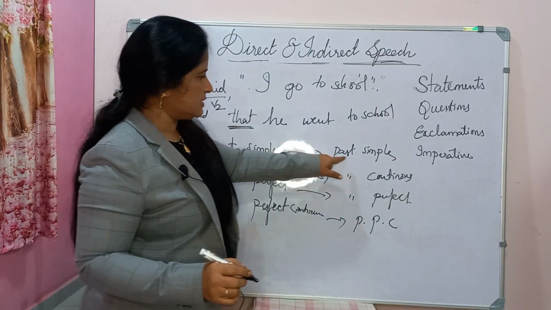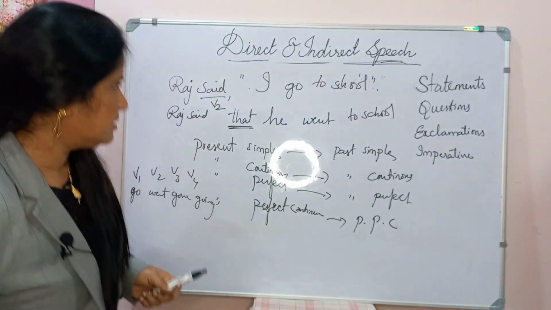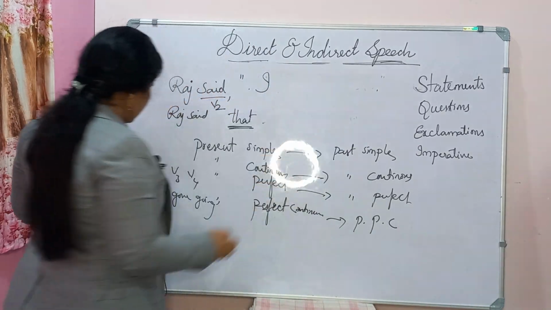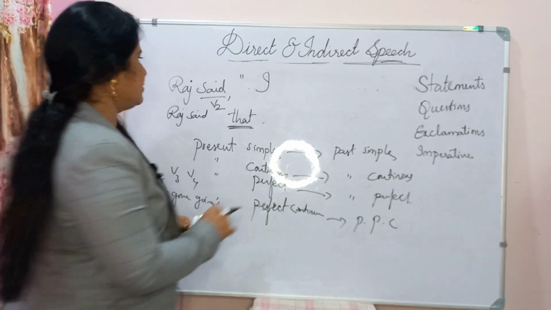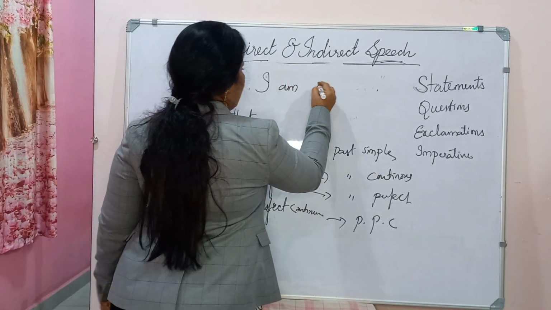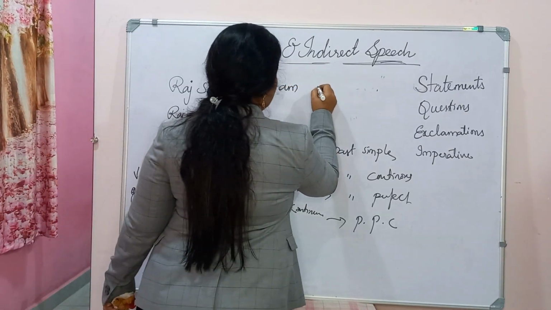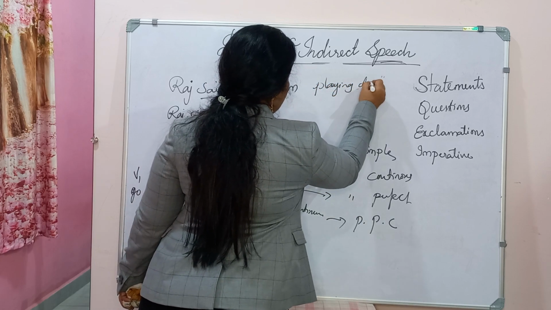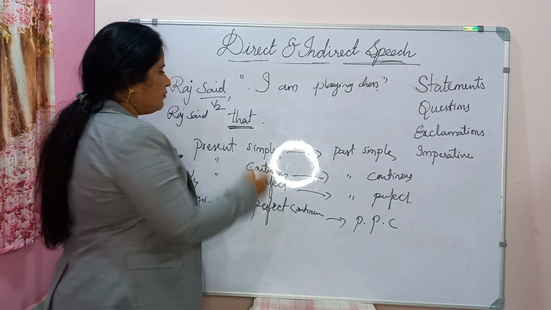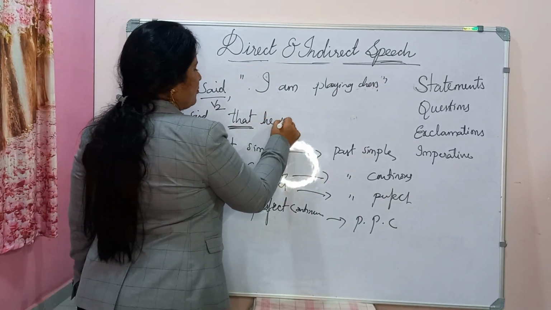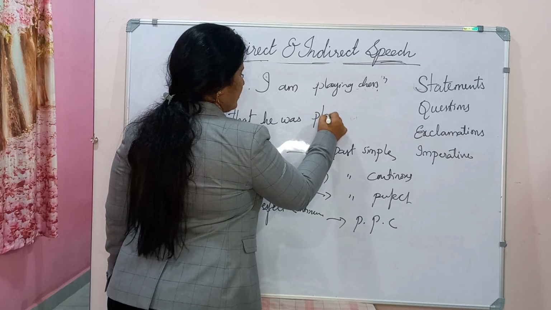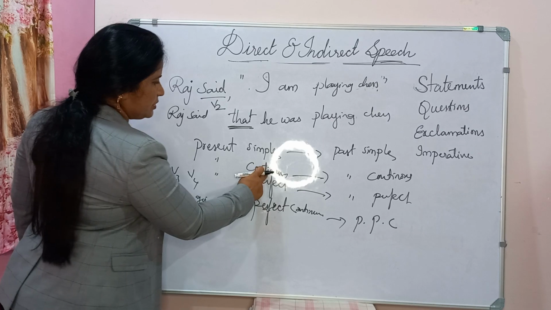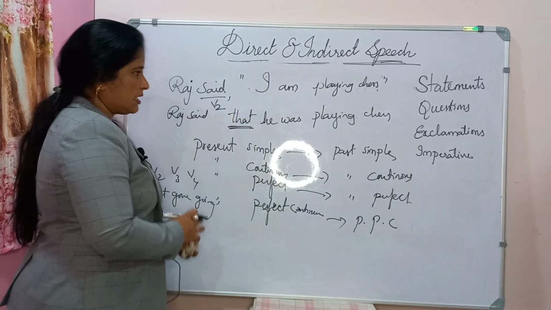That is, simple present tense is changed into simple past tense. Now let's take another example, past continuous. So, present continuous: Raju said, "I am playing chess." What did he say now? He was playing chess. See, present continuous has changed into past continuous.